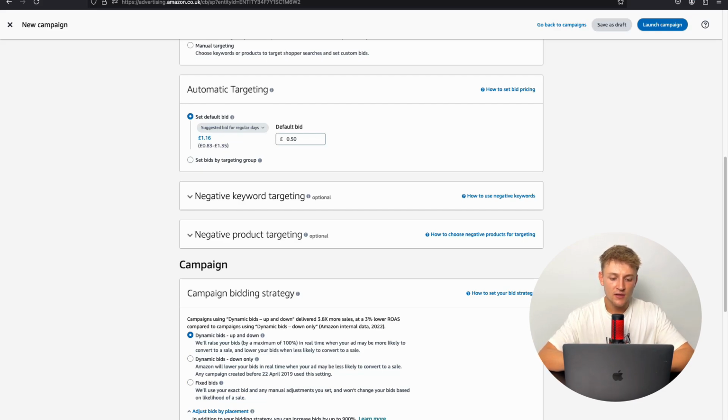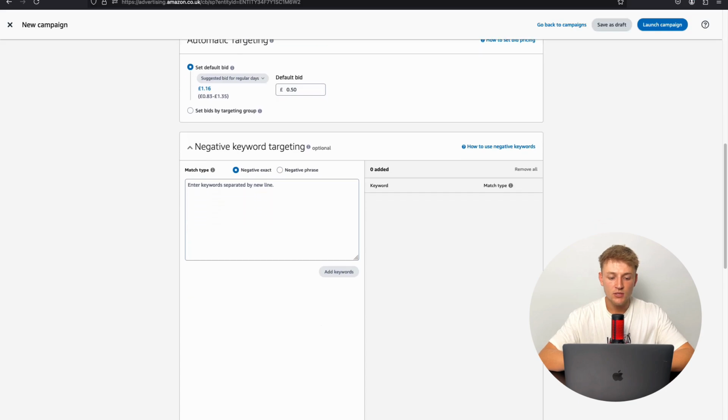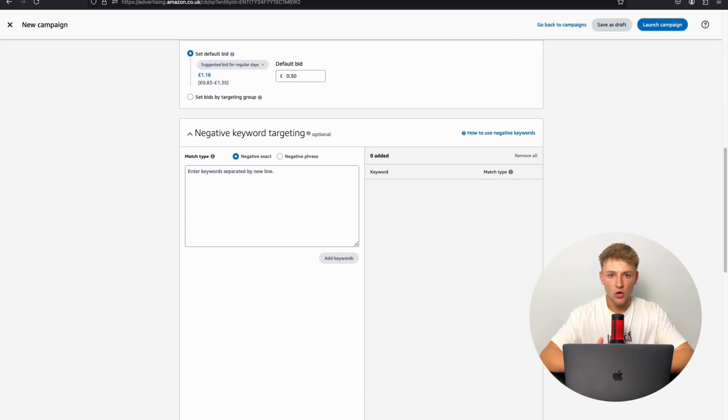You then have negative keyword targeting, and this basically means you can add in any keywords that you don't want your product to be shown against. So let's just say you had a dinosaur word search for kids. Amazon might see that and show it against loads of other activity books, things like coloring books as well, because it's kind of within that same niche.